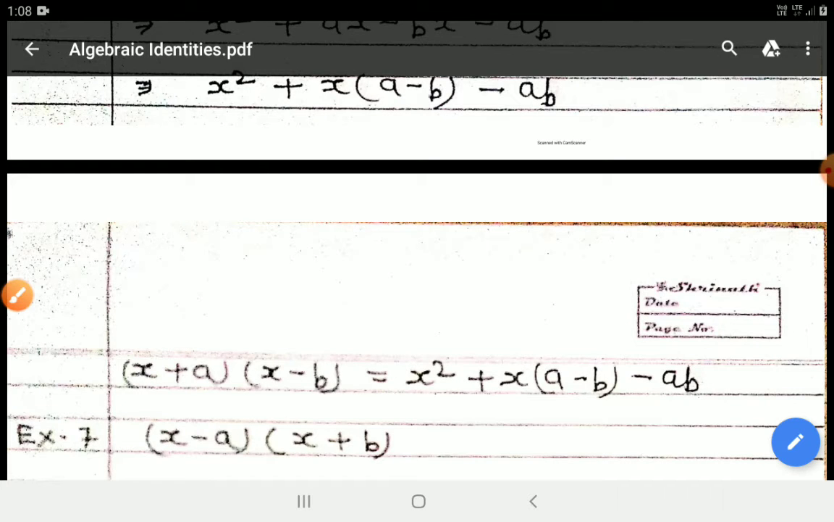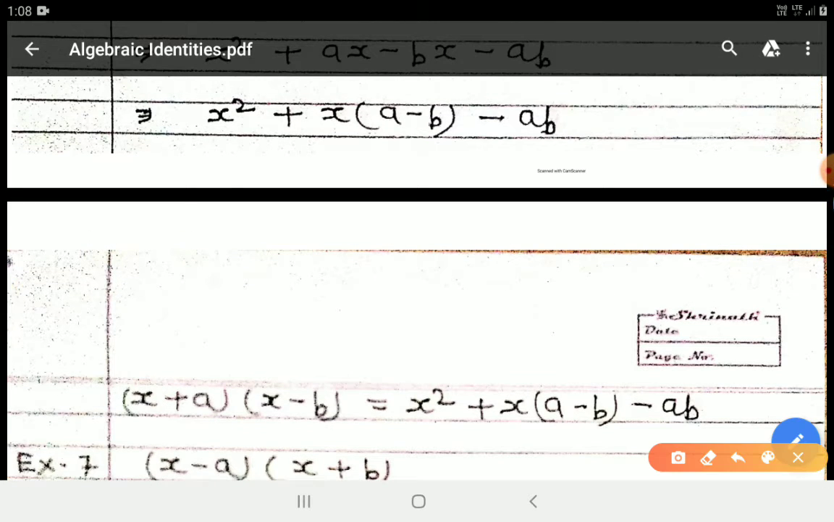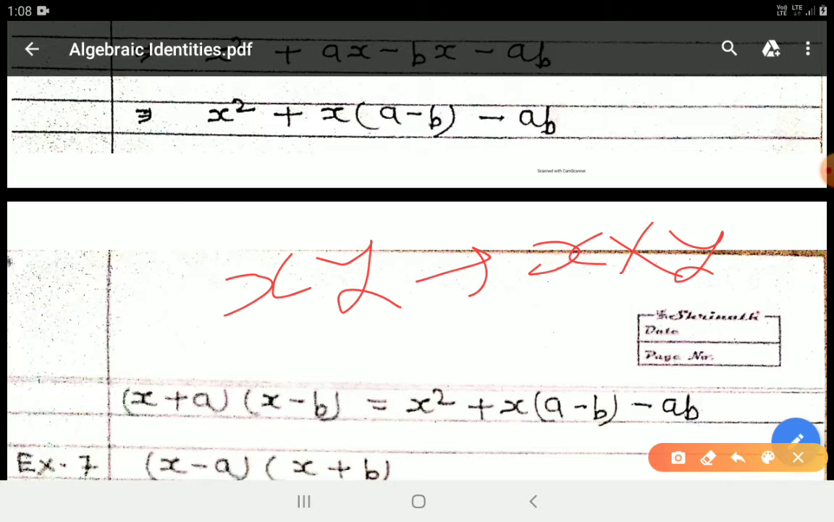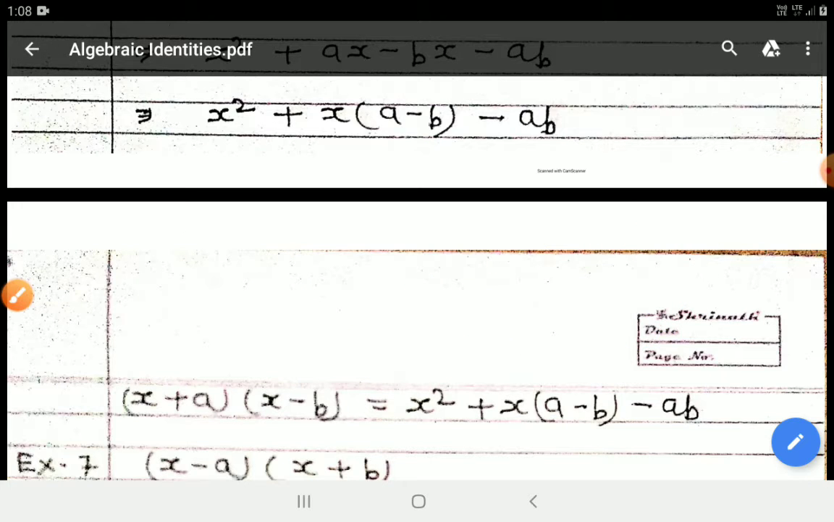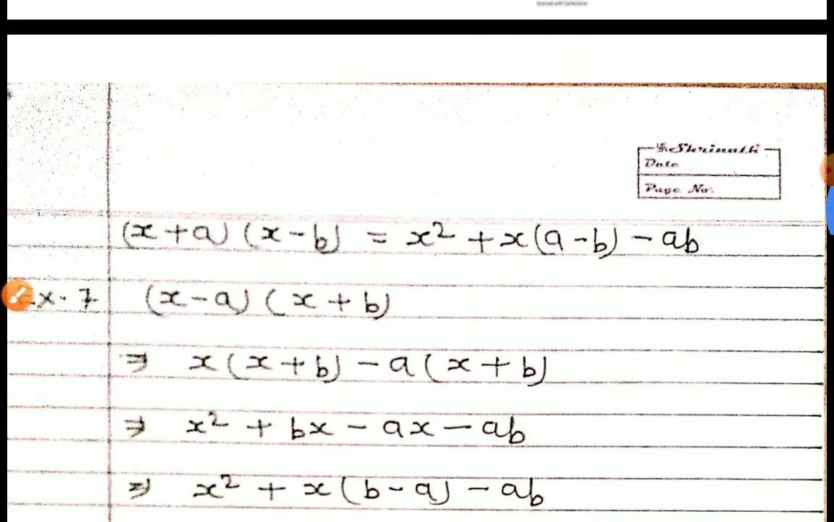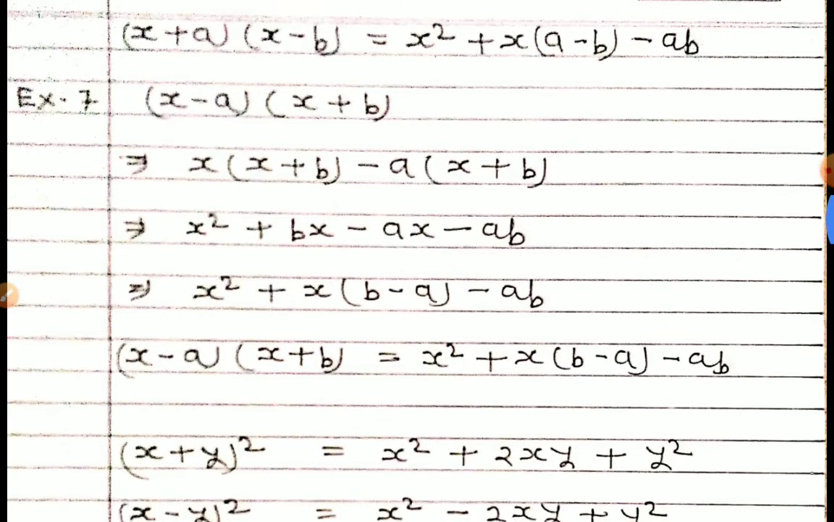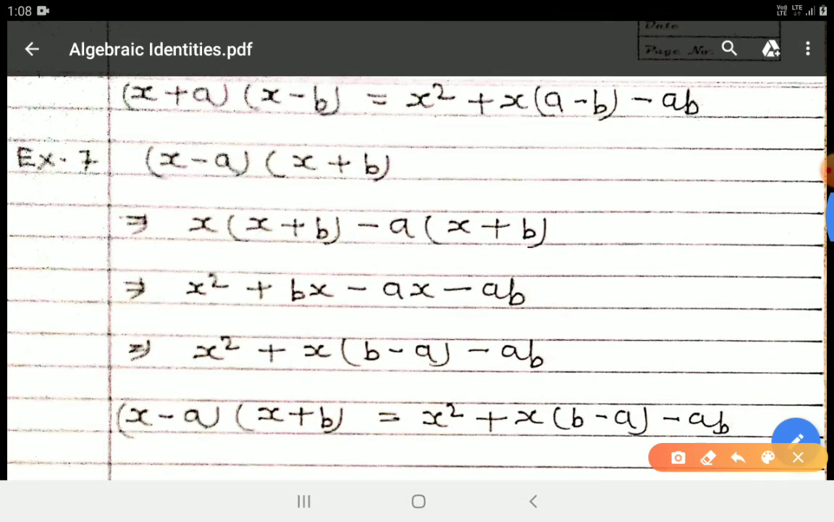Whenever we write variables, suppose we are writing xy, its meaning is x into y. In the same way, suppose I am writing 3(4), its meaning is 3 into 4, not 34. You will face this problem in questions when we solve them.